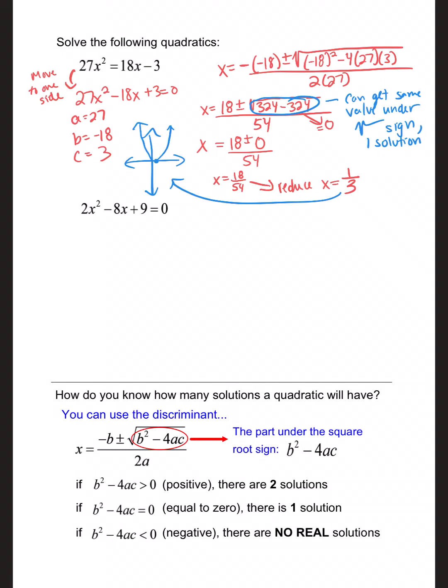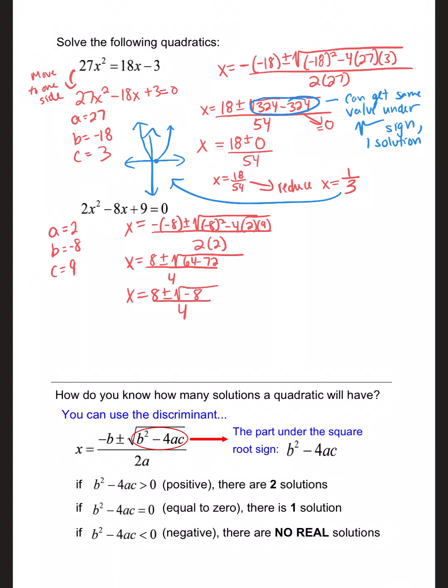Let's look at one more example. Okay, so we have everything on one side of the equation. We have a equals 2, b equals negative 8, and c equals 9. Pause the video for a minute and see if you can plug into the quadratic formula and then simplify as much as you can. Okay, so hopefully you could simplify at least to this point where you have 8 plus or minus negative 8 under 4 by plugging in our a, our b, and our c value.